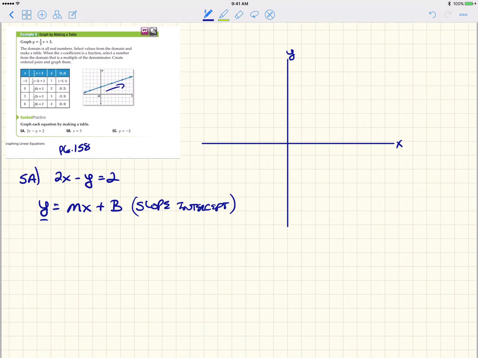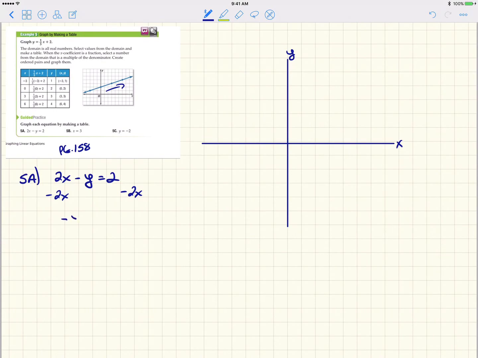Let me just erase this real quick. Again, we want to get y by itself. That's how we put it into slope-intercept form. So what happens here? I want to get rid of the 2x over on the left-hand side, so I'm going to subtract 2x over here, and subtract 2x over here.